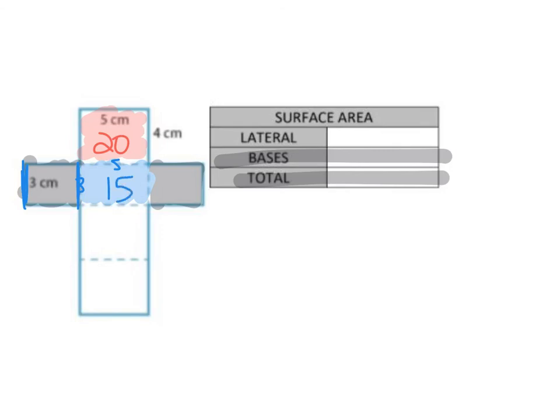Okay, so then what do you think the next one is? 5 times 4. Because we're assuming because this is 4, right? Then this is going to be 4. So that means that's going to be 4. So that's going to be 20.